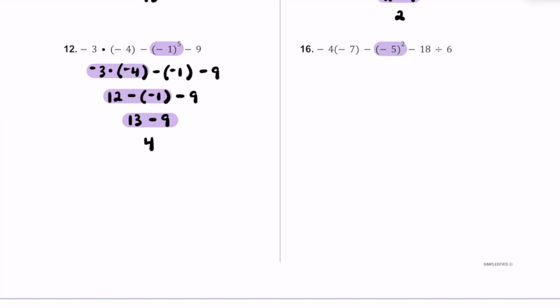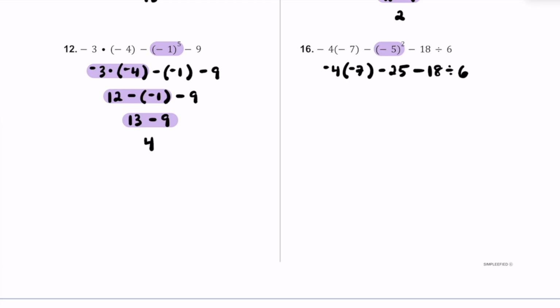Out of all these operations here, let's go ahead and start with the power once again. So this is -5 raised to the second power, so -5 times -5 is +25. So we have -4 multiplied by this -7 minus this +25, and then -18 divided by 6.